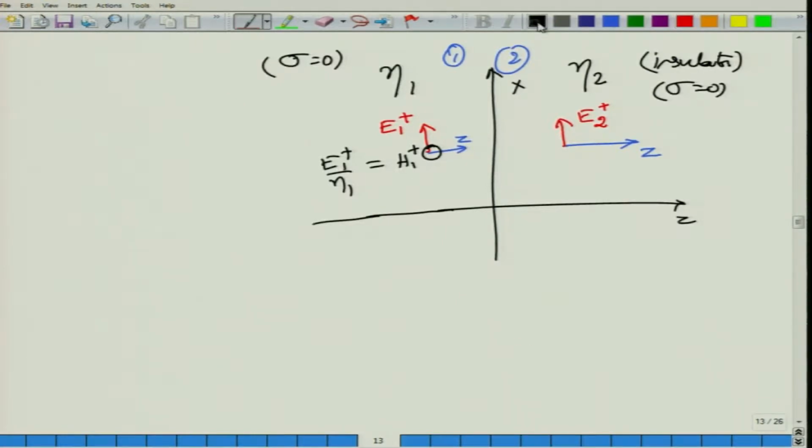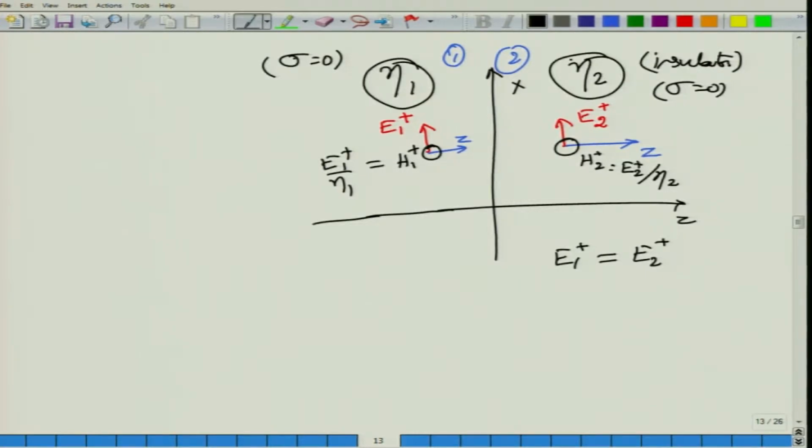Okay. And there will be a magnetic field in the same direction, because we have assumed the electric field to be in the same direction for incident and transmitted fields. So, this would be H2 plus. Of course, H2 plus will be equal to E2 plus divided by eta 2. You can show by applying the boundary condition that E1 plus cannot be equal to E2 plus, because the value of eta 1 is usually different from the value of eta 2, otherwise there is no boundary that we are actually talking about. Because this is not equal, there has to be some reflected field.